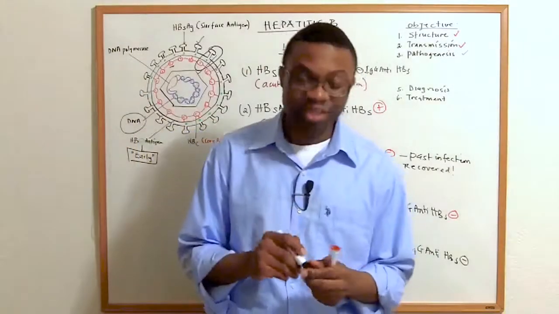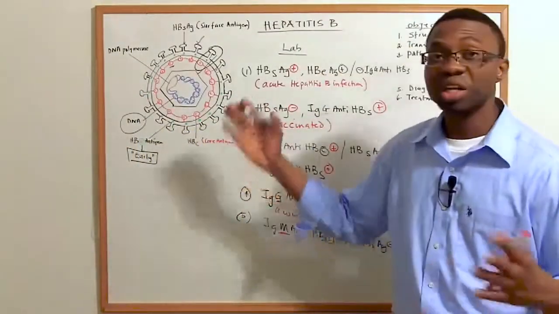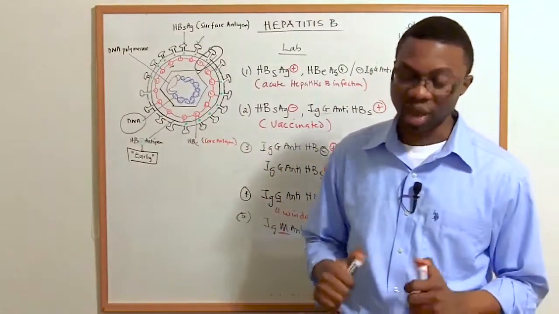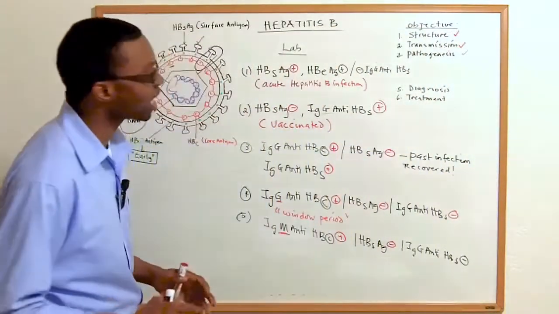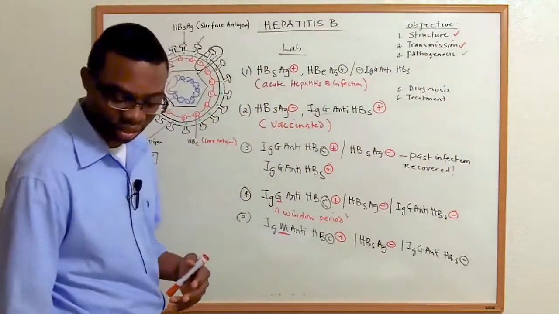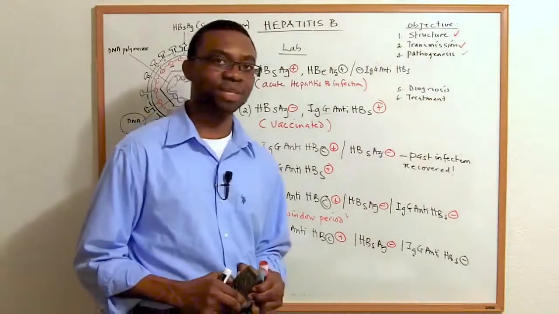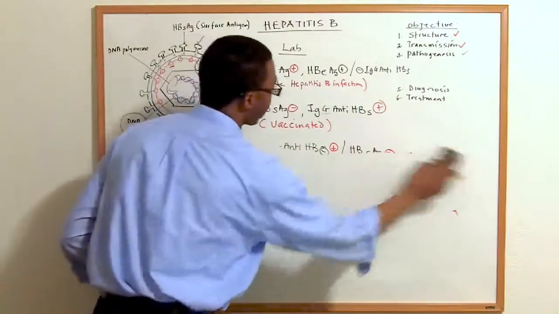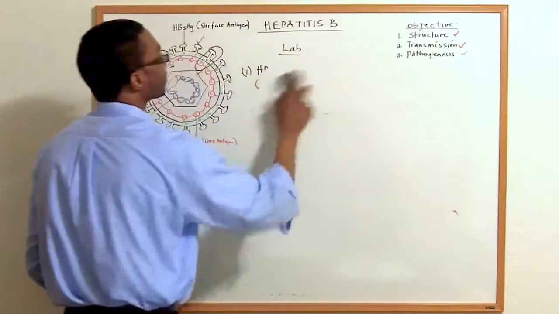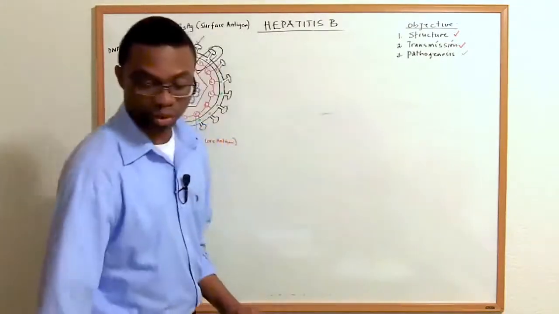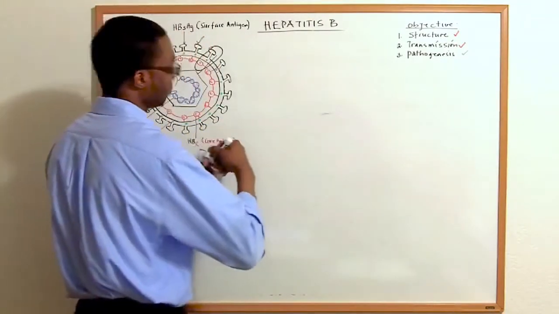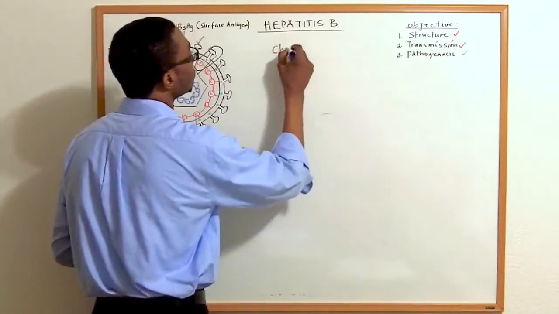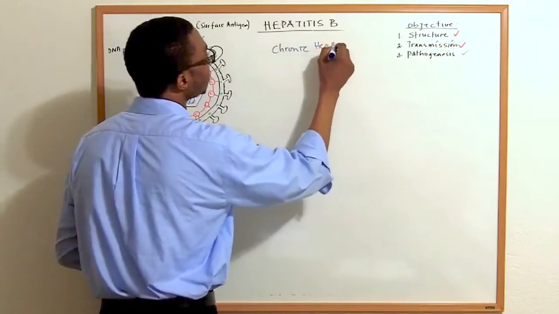Now, remember, 95% of patients that get infected will clear the virus. But that 5% is what we're worried about. Now, we said the 5% are going to move on 6 months later to have a chronic hepatitis B infection. Let's take a look at what this looks like graphically. So in a chronic hepatitis B carrier, let's use blue. Chronic Hep B carrier.